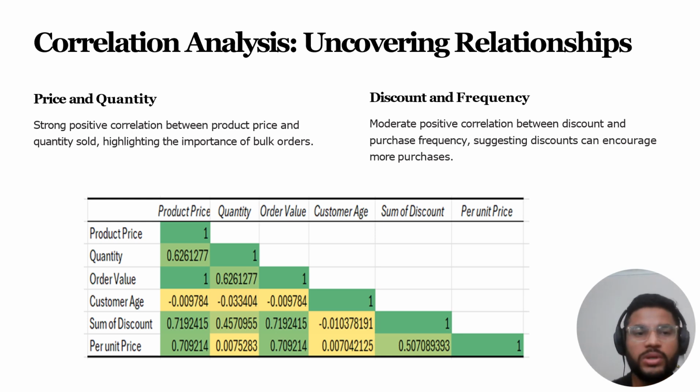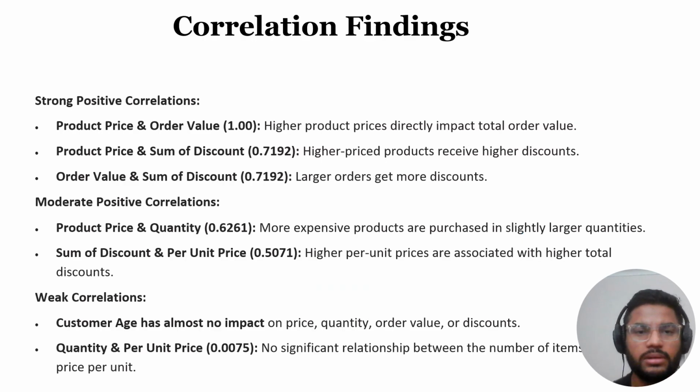Below is the table of correlation of all the quantitative measures which were in the data set: product price, quantity, order value, customer age, sum of discount, per unit price. We use this table also to present you the heat map. So darker color shows the higher value, and the lighter color shows the lower value, which are negative values. Let's jump to the next slide, which will discuss these findings of the table.